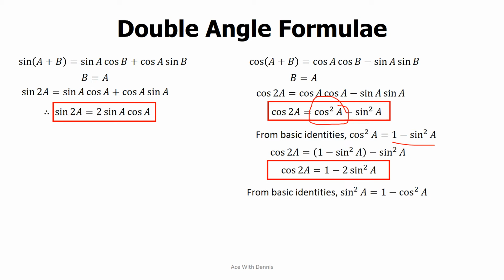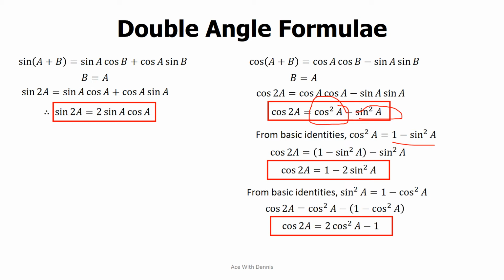Another basic identity that we can use here is sine square A equals 1 minus cosine square A. Now we substitute it inside the original formula for cosine 2A. Now it becomes cosine square A minus bracket 1 minus cosine square A. We simplify this equation, and it becomes cosine 2A equals 2 cosine square A minus 1. So this formula also is a formula for cosine 2A.